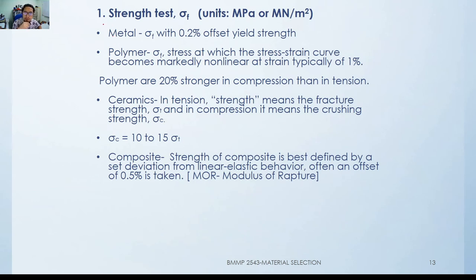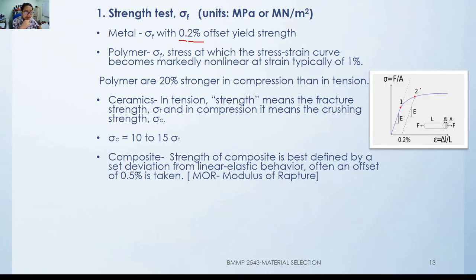So from the strength test of materials that I just talked about, for yield strength, ceramics resist deformation higher in compression as opposed to in tension. For composites, the strength is defined as the deviation of the linear elastic behavior, often at the 0.5 offset, and is defined as the modulus of rupture. This is an example for metal, how we define the yield strength, which is 0.2% from the strain.